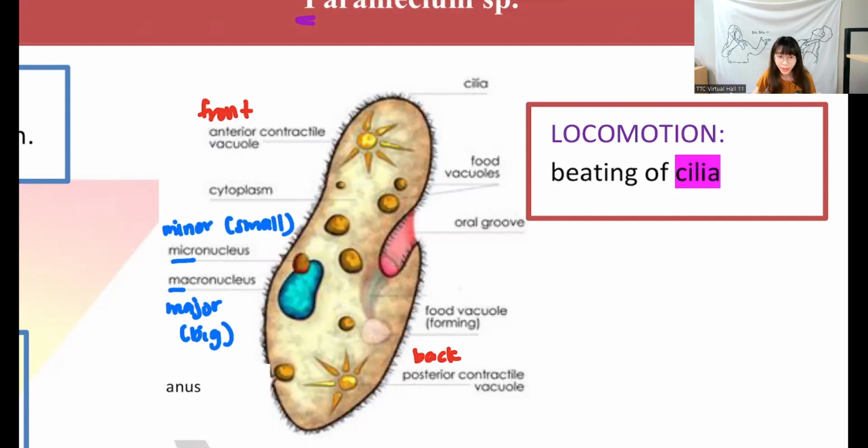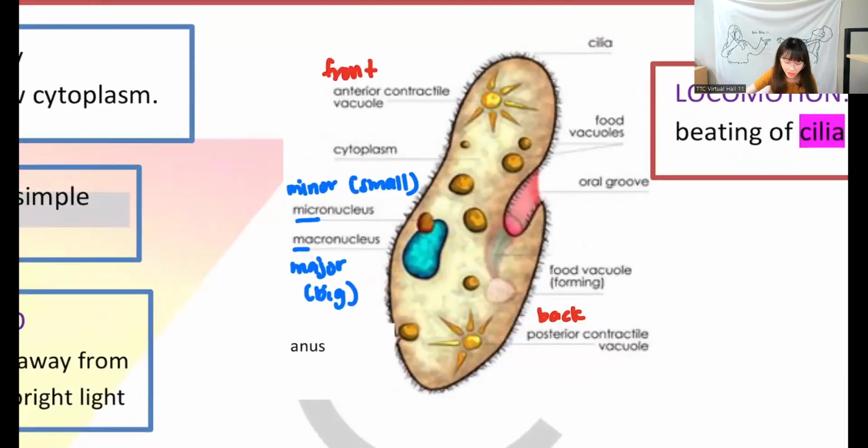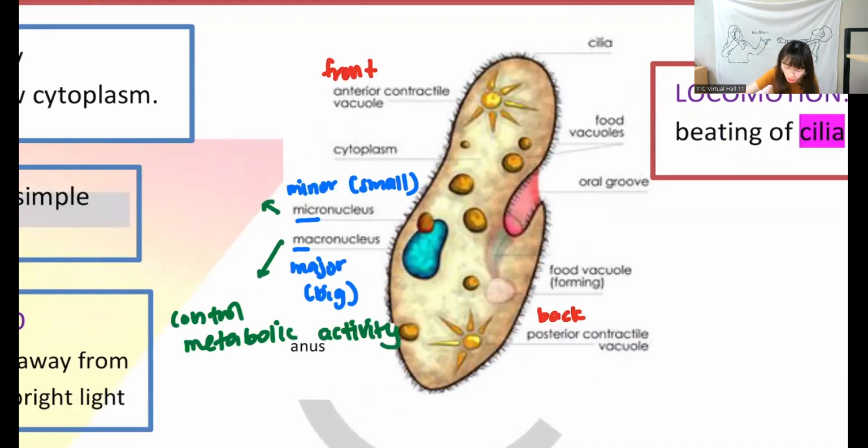The macronucleus and micronucleus have different functions. The big one controls metabolic activities, which means all cell activity. But the micronucleus controls reproduction. So they will use the micronucleus to carry out reproduction later on. And the special thing is not just two nuclei. They have a mouth and also an anus.